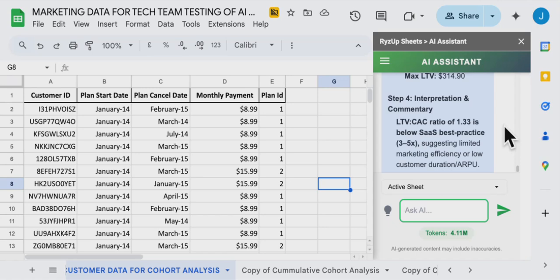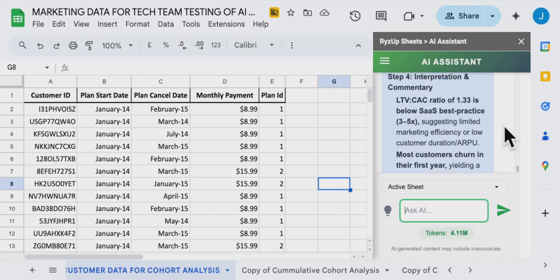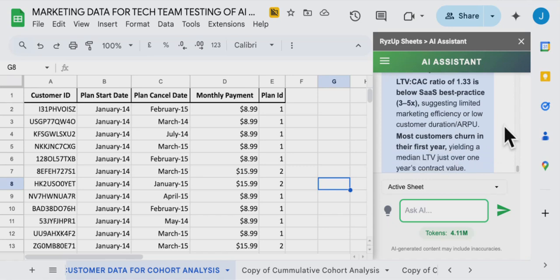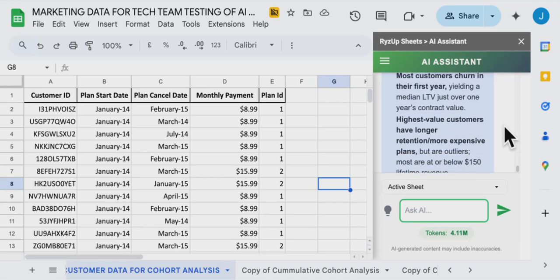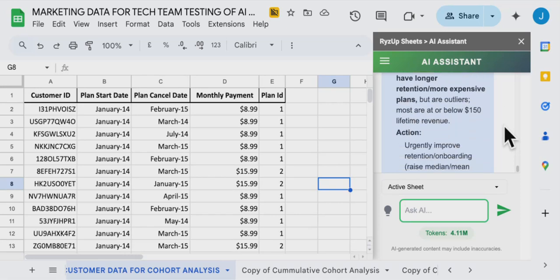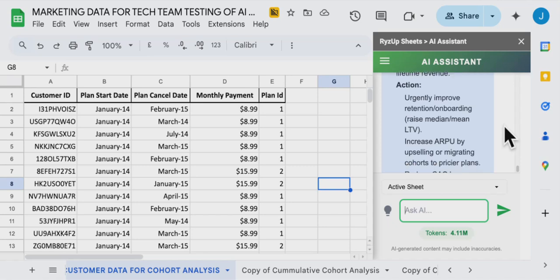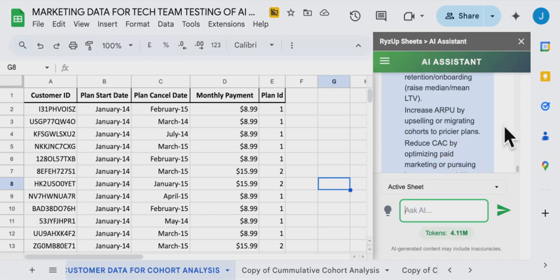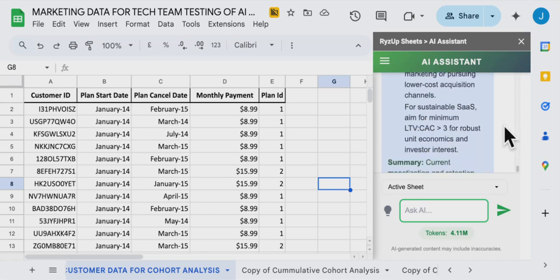Then it also talks about the interpretation and commentary. It says LTV to CAC ratio of 1.33 is below SaaS best practice. This company is not doing that great in terms of the LTV to CAC ratio. Most customers churn in their first year, which is not good. Highest value customers have longer retention, etc. And then it comes up with the action points, which are urgently improve retention, onboarding, increase ARPU, reduce CAC, and for sustainable SaaS, aim for minimum LTV to CAC ratio greater than 3.